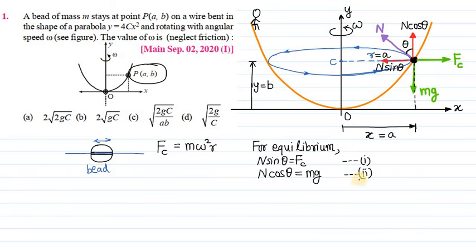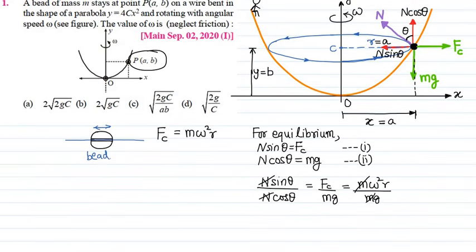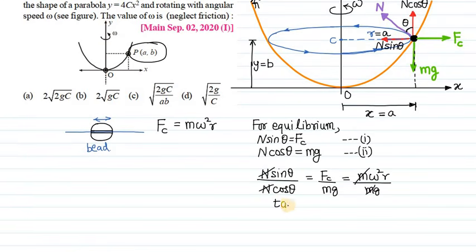What to do with these equations? Divide both the equations with each other. If you divide, N sin theta divided by N cos theta is equal to Fc by mg. So centrifugal force is m omega square r. Here you see m omega square r divided by mg. M cancels, and on this side the normal reaction cancels. Now sin theta by cos theta is equal to tan theta. So we are getting tan theta is equal to omega square r by g.